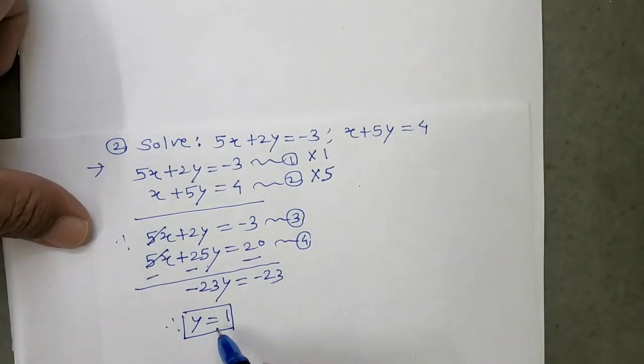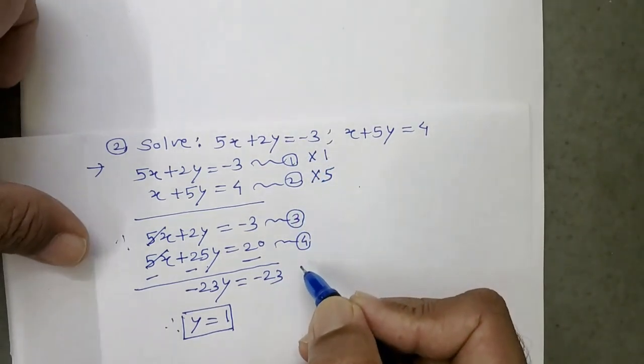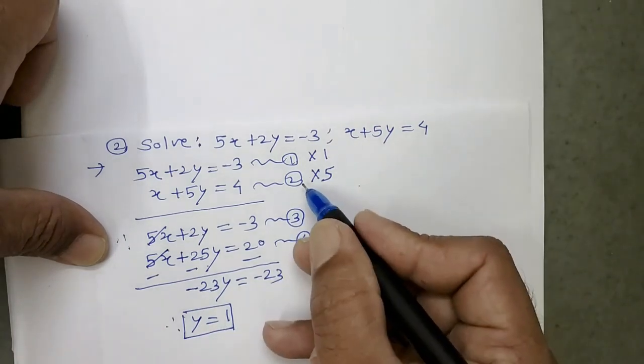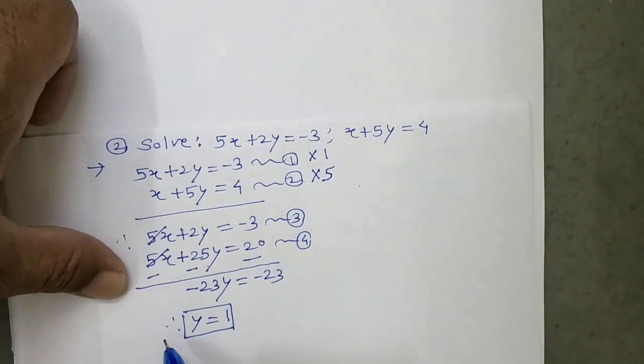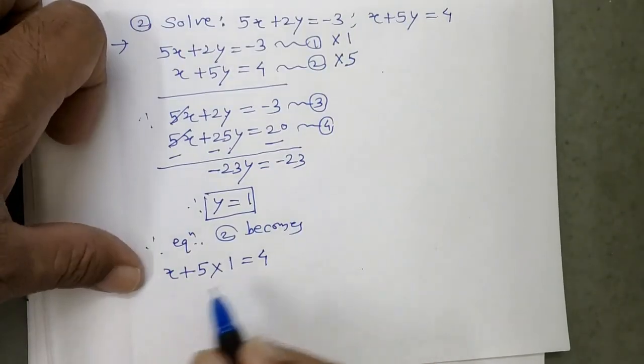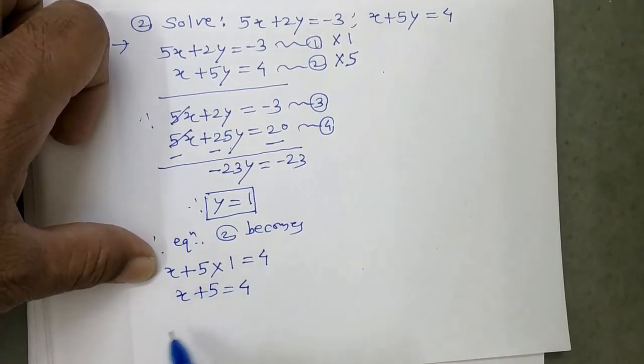Now put this value of y in any equation from this 4. Now it is simple to put value of y in equation 2. Therefore equation 2 becomes x plus 5 into value of y is 1 is equal to 4. Therefore x plus 5 is equal to 4.